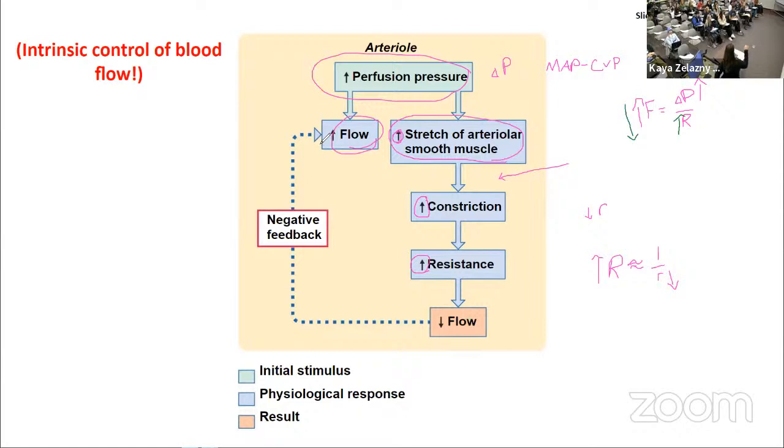Questions on this part? I realize I just made a bunch of scribbles, but I'm just walking you through how you would think about this, basically.